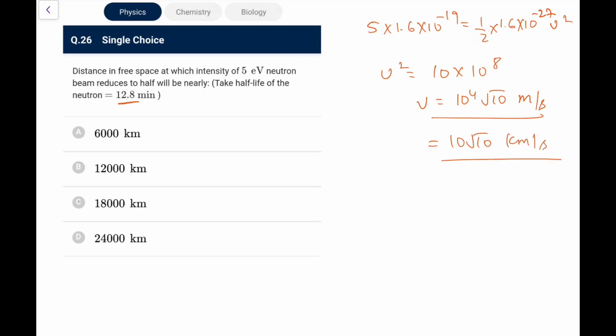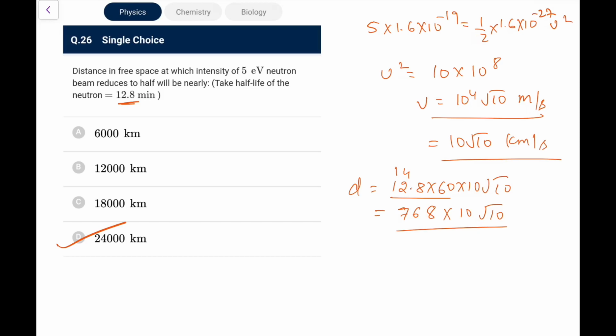Now the half-life is 12.8, so the beam intensity will reduce in 12.8 minutes. So the distance traveled would be 12.8 into 60 into 10 root 10. This is 128 into 6, 6 8s are 48, 6 2s are 12, 16, 6 1s are 6, 768 into 10 root 10. So 7680 into root 10, and root 10 is approximately 3.14. So 8 3s are 24 and 7 3s are 21, somewhere in between, so it would be 24,000 kilometers. That is what I can make out from this given data.